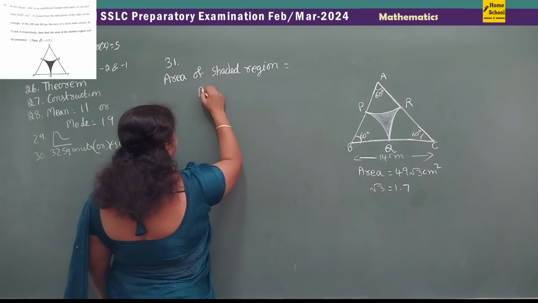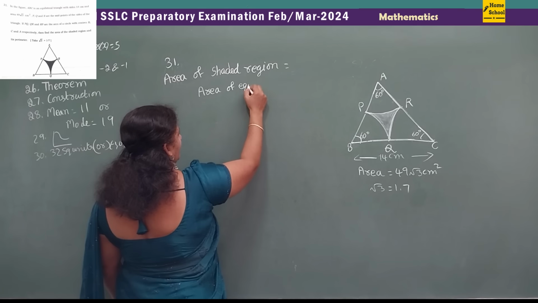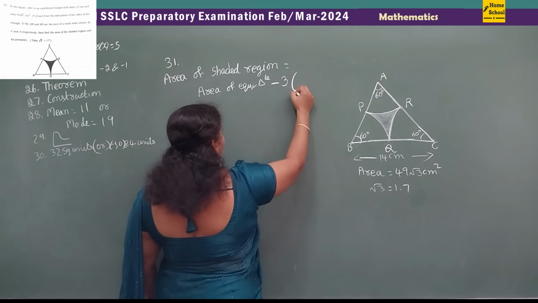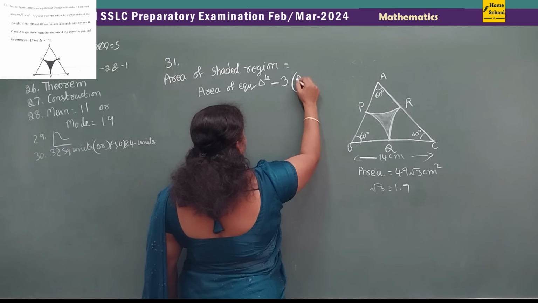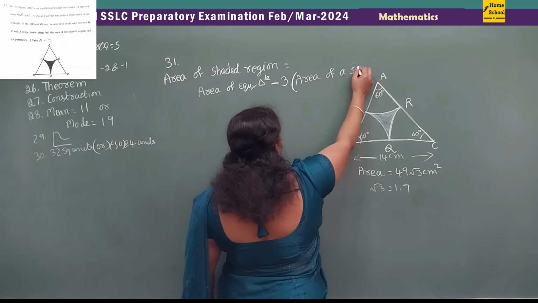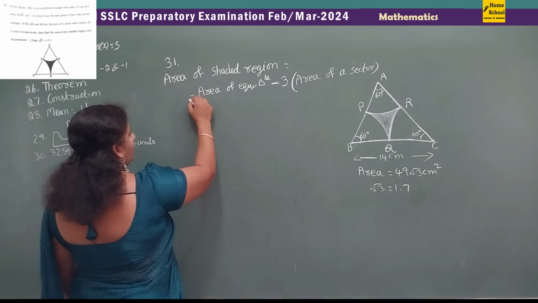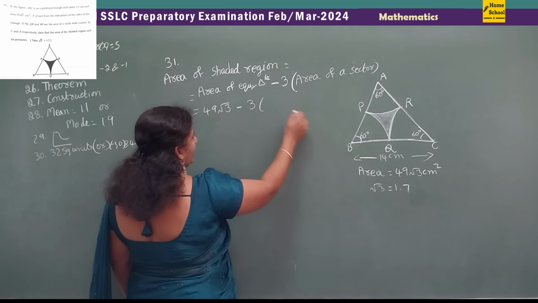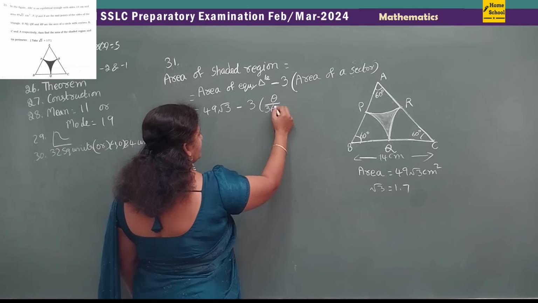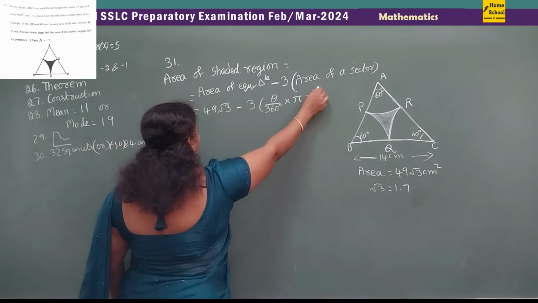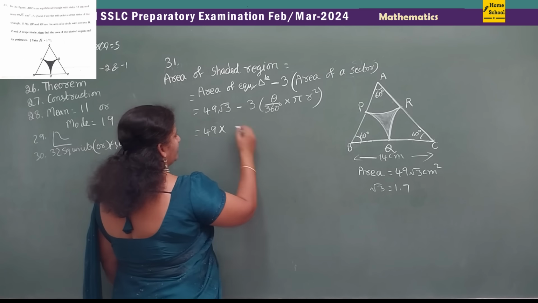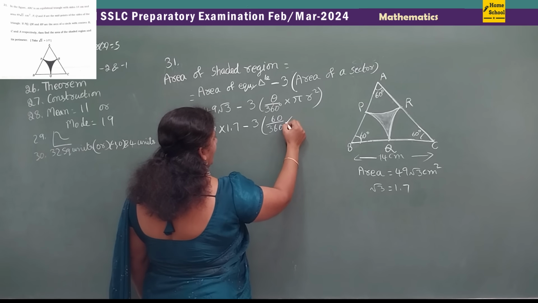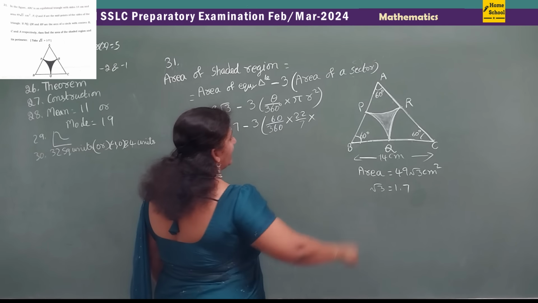Area of equilateral triangle minus, in this triangle area, subtract 3 times. These 3 sector area you should remove. That means 3 times area of a sector. Equilateral triangle area already given in your question. No need of finding. That is 49 root 3 minus 3 times area of a sector, formula is theta by 360 degree into pi r square. That is 49 into root 3 value is 1.7 minus 3 into theta value is 60, 60 by 360 into 22 by 7 into, what about radius?